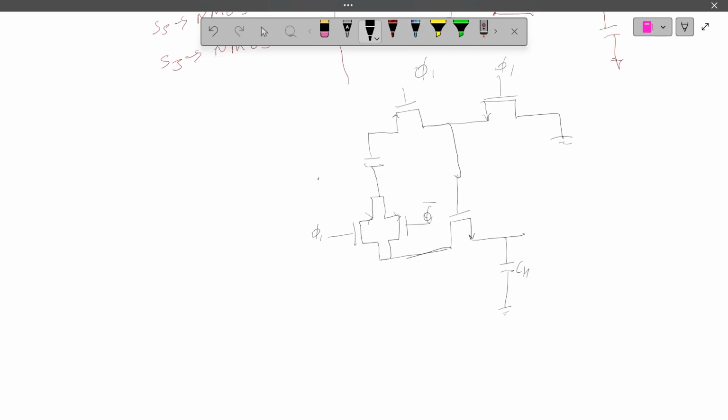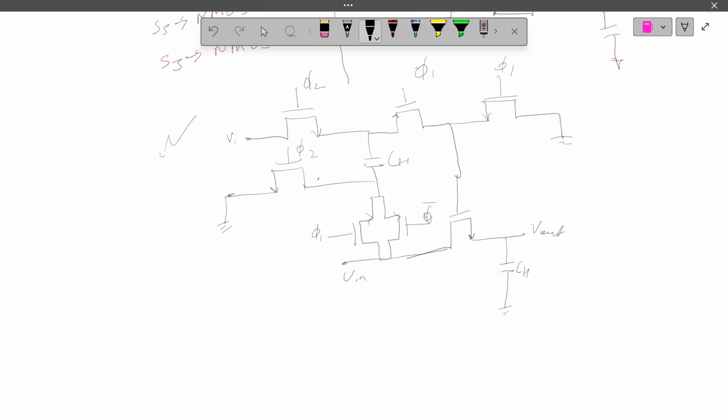This is the NMOS device. VI is applied here, some other VI, for charging this capacitance. This is phi 2. Same thing here. This is the NMOS, this is the ground, phi 2. The overall circuit looks like this one. This is the VIN where we are going to apply the input voltage. This is the Vout. This is the final circuit for the sample and hold circuit.